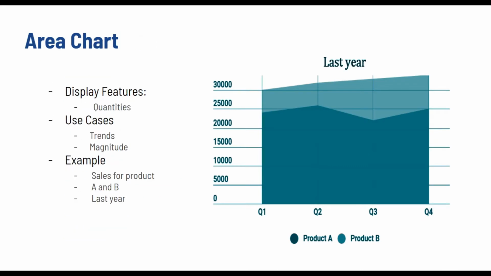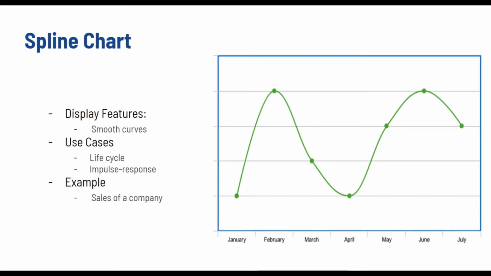Area chart. Area chart shows the change in one or several quantities over time. Its uses include when you want to show trends rather than express specific values, or to display the magnitude of a change. In the example shown here, it shows quarterly sales for product categories A and B for last year. Spline chart. It's a form of line chart that represents smooth curves through different data points. When you want to plot data that requires the usage of curve fitting, such as a product life cycle chart or an impulse response chart. In the example shown here, it shows sales of a company through several months of a year.